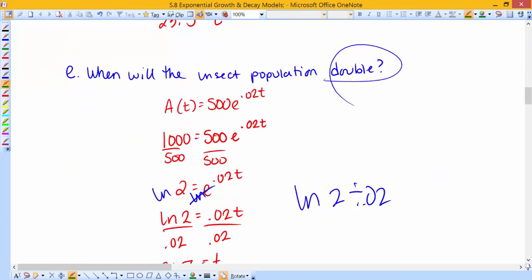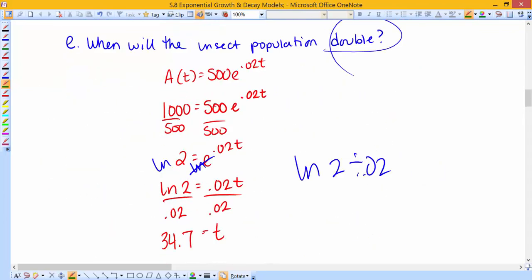And then the last one, when will the population double? If I start with 500, doubling it makes 1,000, and then you go through the exact same process as D. Divide by 500, we get 2. Natural log both sides, so that way the E cancels. The natural log of 2 divided by 0.02. Again, practice using your calculator.